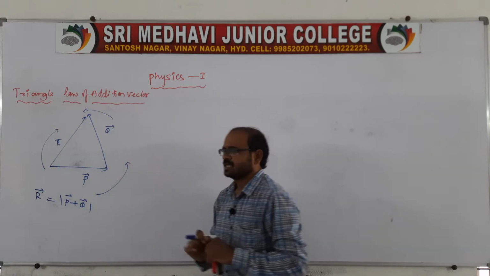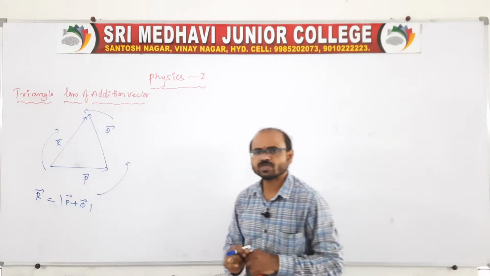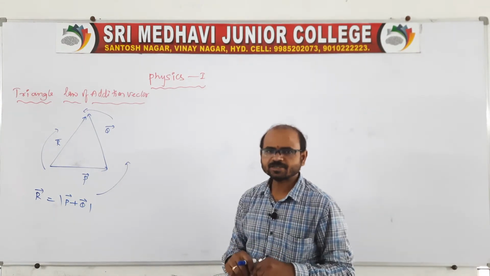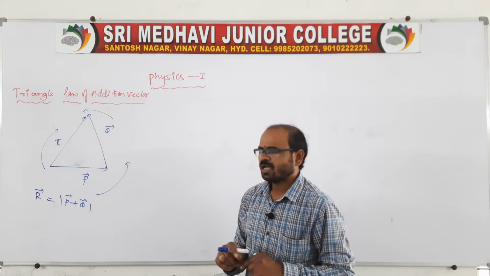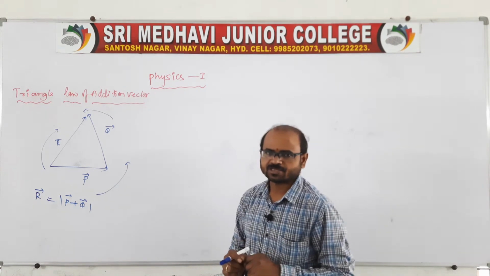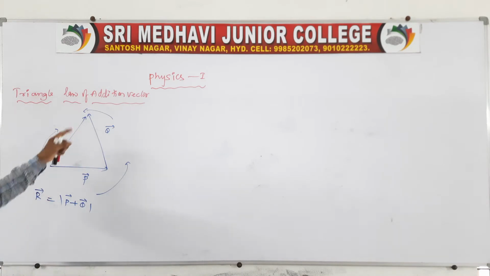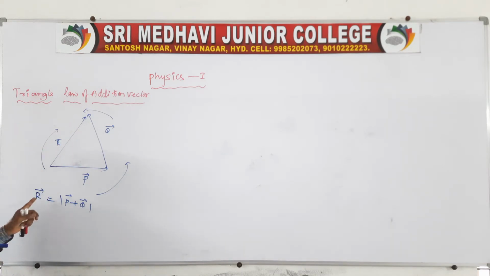Therefore the triangle law of addition of vectors is this: if two vectors P and Q are the adjacent sides of a triangle, and their resultant is represented by the closing side, which has both magnitude and direction, taken in the reverse order. For the reverse order, the resultant will be represented as the magnitude of P plus Q, because the resultant is taken in the reverse order. That is one.